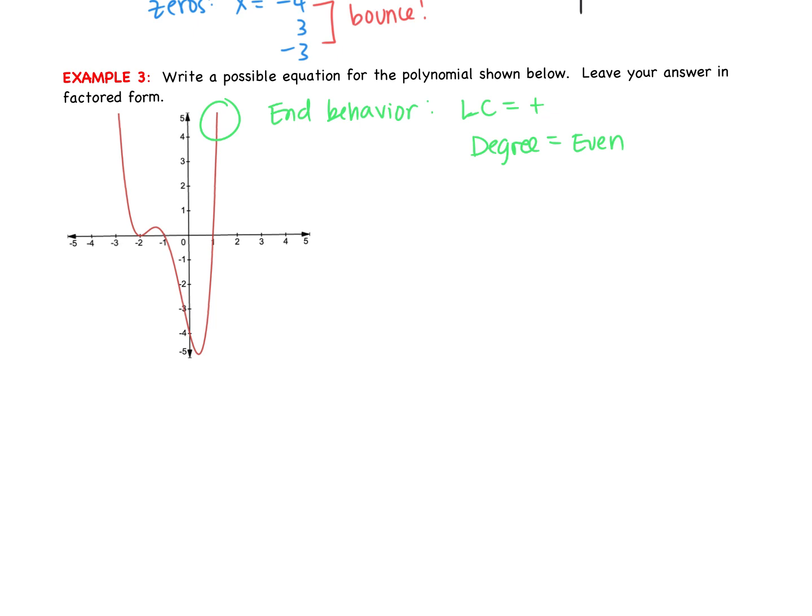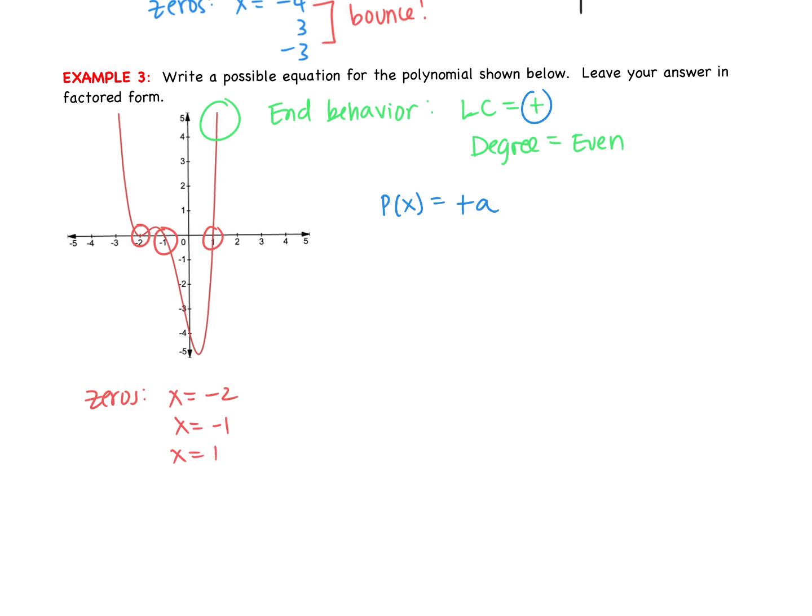Okay, so here's where we can start then. P of x is equal to, our beginning number has to be positive, but we don't know what it is, so I'm going to put positive a. A is just some number. We can't deal with the degree yet, but we're going to check that at the end. Now we have to look at the zeros. So we're going to notice we have 3 zeros. We have a 0 at -2, at -1, and at 1. So our zeros are at -2, -1, and 1.